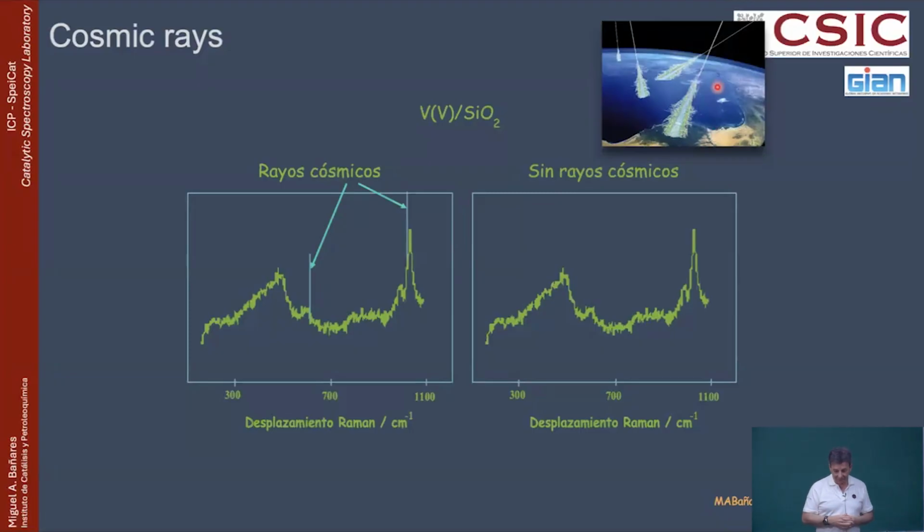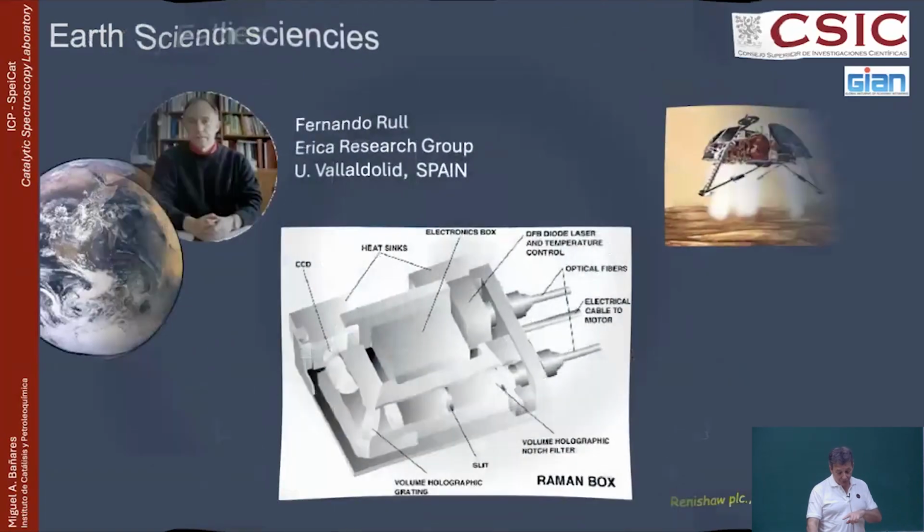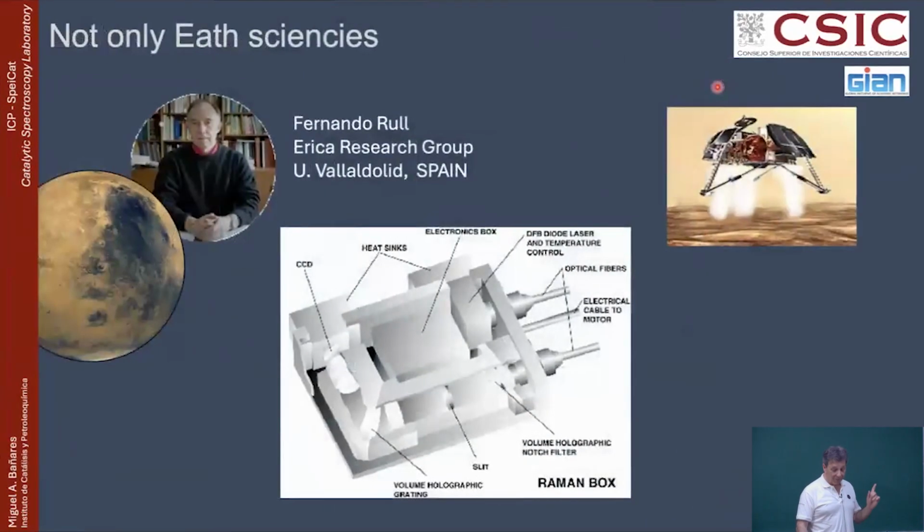Okay, these are things coming from space. Now we are back on Earth, and I always found this interesting because in the end everything connects with everything. Going back to the Earth, Raman is also very good for Earth sciences, for minerals, calcite, whatever, and it is also good in space research. You remember that some time ago they sent a module to Mars with a Raman spectrometer? Many years ago. You were very young.